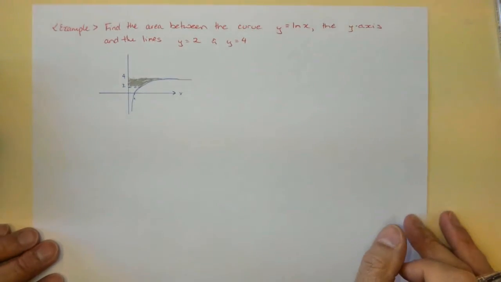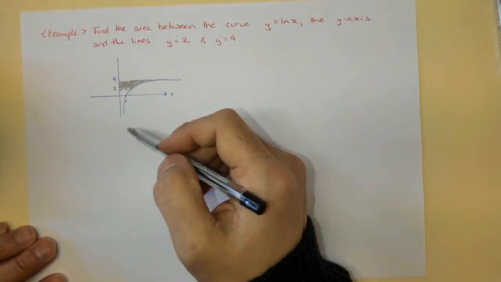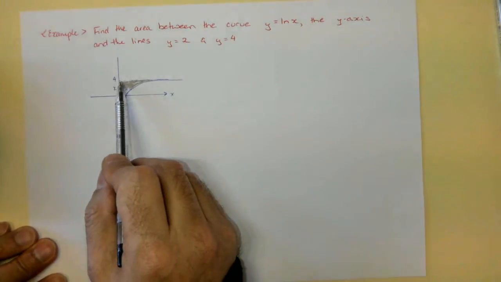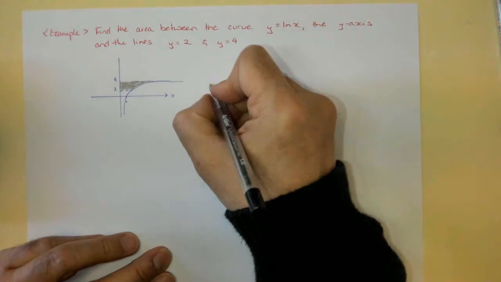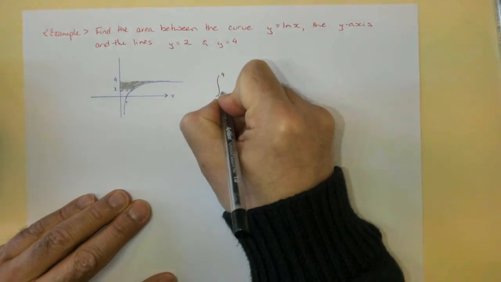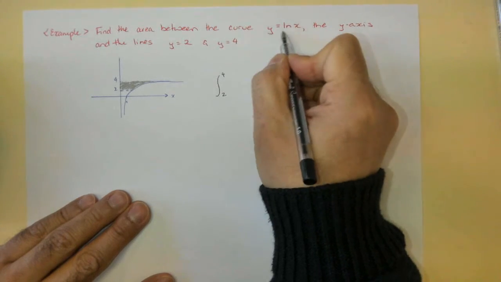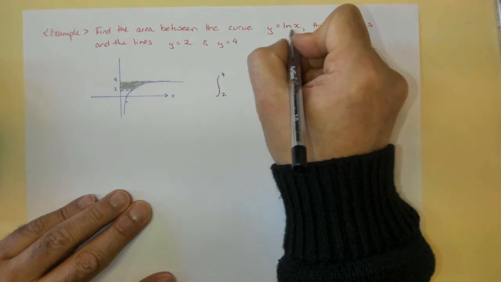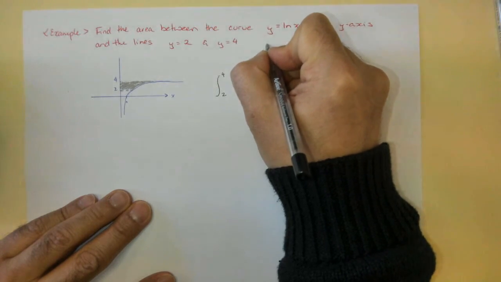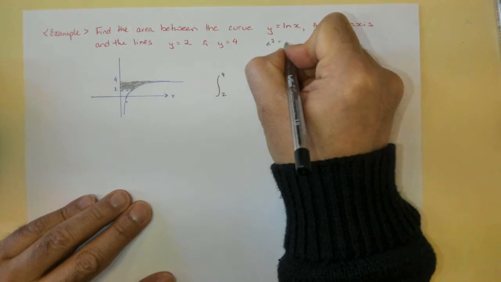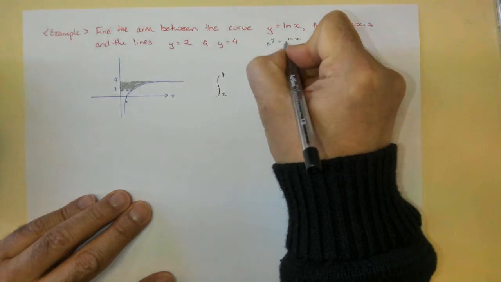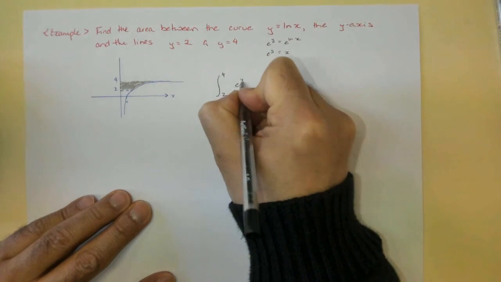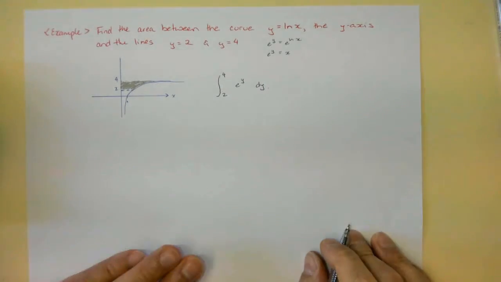Here's another example. We want to find the area between the curve of y equals log x, the y-axis, and y equals 2 and 4. Okay, so once again we're going to integrate from 4 to 2. I need this in terms of x equals. So this basically means if I do e to the y, e to the log x cancels out, leaving me x equals e to the y. So we've got e to the y with respect to y.